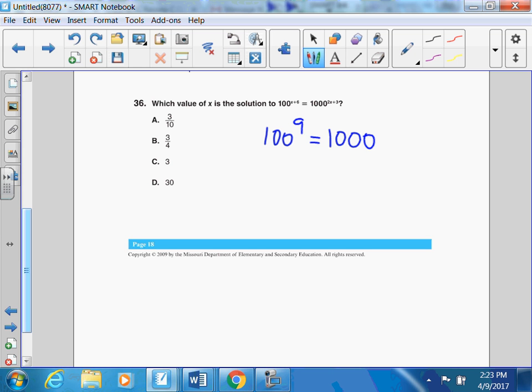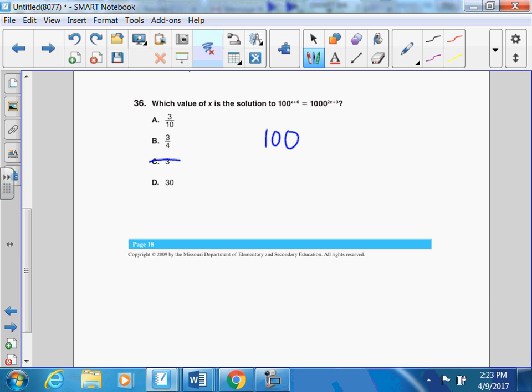And if you plug in 3 for x, 2 times 3 is 6, plus 3 is 9. So right now, 100 to the 9th power, do you think that would equal 1,000 to the 9th power? I mean, since the exponents are the same and the numbers are different, they're not going to equal. So 3 is not going to work. All right, let's try 30.